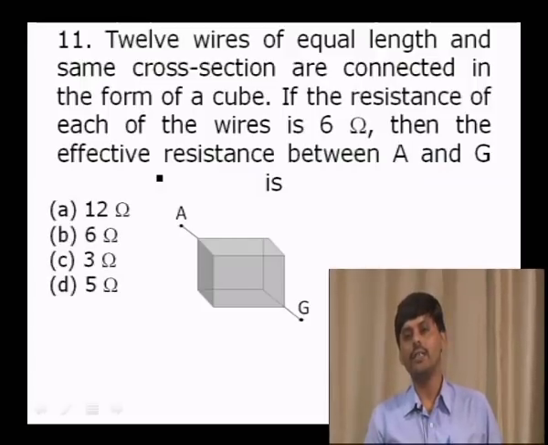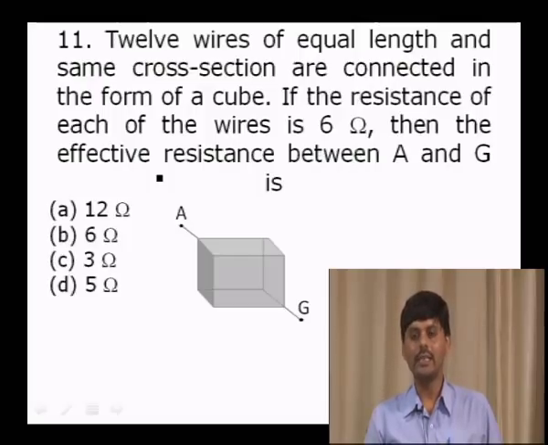This I have already discussed in the synopsis. This is the skeleton of the cube. The 12 wires of equal length and same cross sectional area are connected in the form of a cube. If the resistance of each wire is 6 ohm, then the effective resistance between A and G is option A 12 ohm, option B 6 ohm, option C 3 ohm, option D 5 ohm.